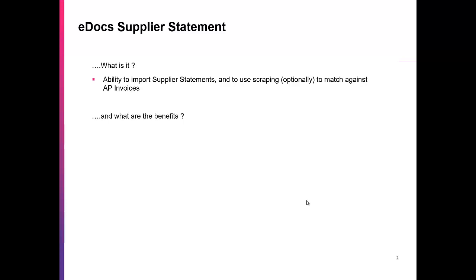So what are the benefits of using eDocs supplier statements? You've got that electronic copy of the statement. So it stays stored in Greentree against the supplier, so there's no need to print off. So again, you avoid the concept of something electronic arriving and then printing it off, losing pieces of paper, etc.